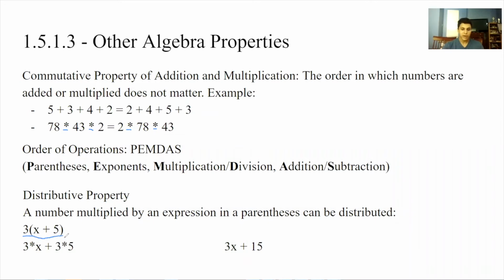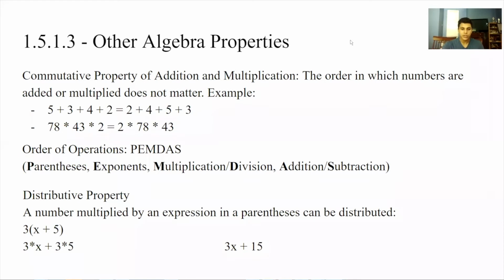Well, the distributive property says that we can distribute the multiplication to each term, which means I can multiply 3 by x, and I can multiply 3 by 5. And that's what I'm doing here. I turn it into 3 times x plus 3 times 5. And then that simplifies to 3x plus 15.